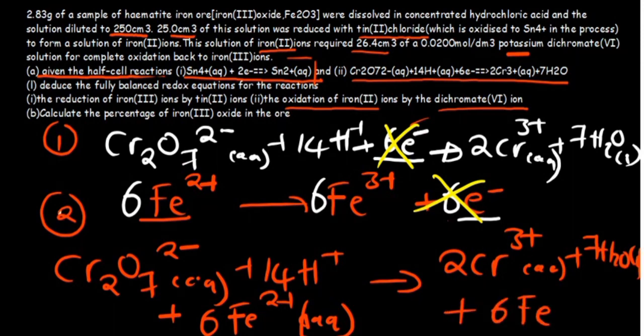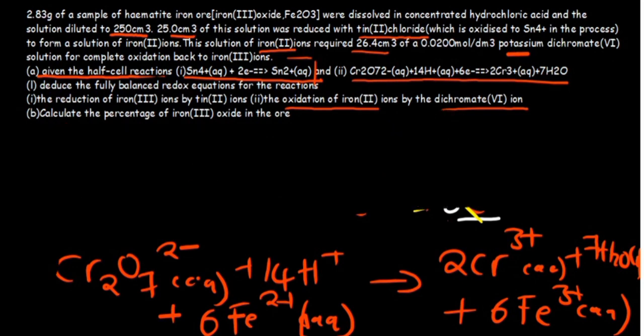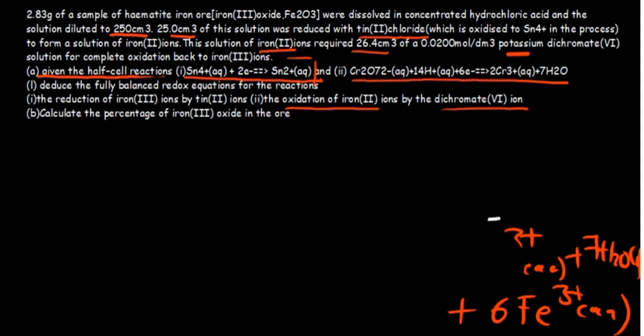So now this is the balanced redox reaction showing the oxidation of the iron 2 ions by the dichromate 6 ion. So we've now shown the balanced equations. So we've had the first part of the question. Now let's get to the second part of the question, which says calculate the percentage of iron 3 oxide in the ore.